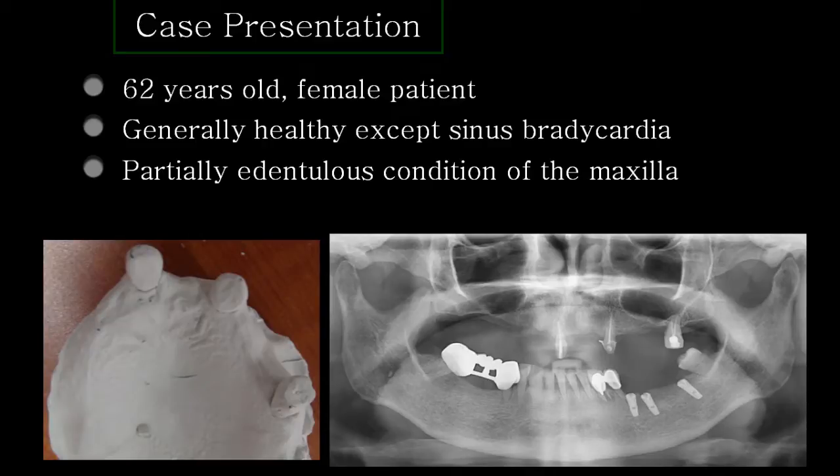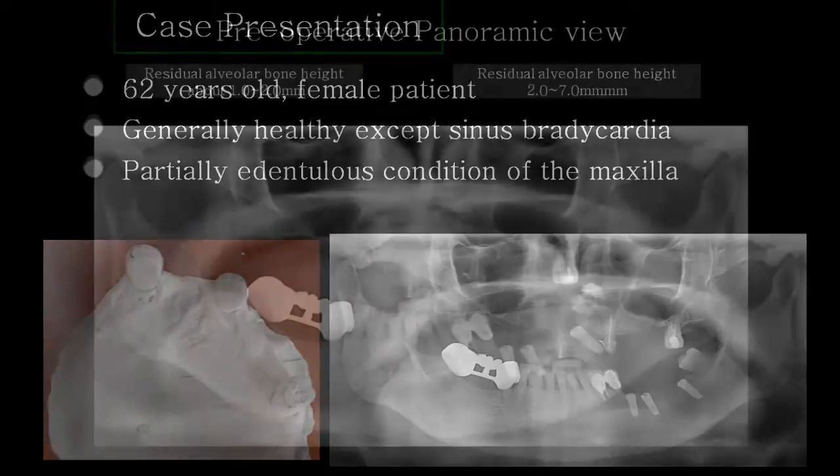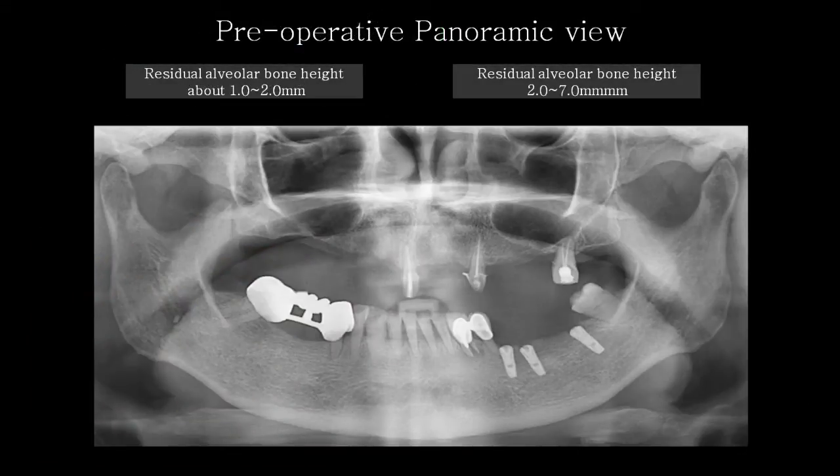Here is a 62-year-old female patient who is generally healthy, and she is in a partially edentulous condition. In this panoramic radiograph, we can see that both maxillary posterior teeth are missing, and the remaining bone height is not so sufficient. On the right side, the remaining bone height looks like 1 to 2 millimeters. On the left side, about 2 to 7 millimeters.